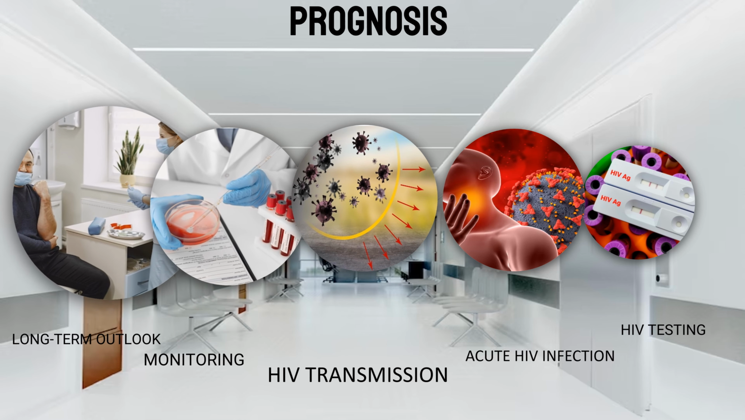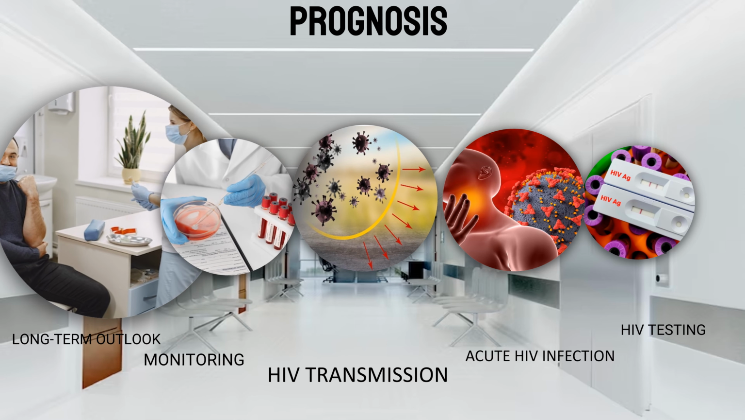With early diagnosis and adherence to ART, people living with HIV can lead relatively healthy lives. Achieving and maintaining viral suppression can significantly reduce the risk of transmitting the virus to others. It is important to note that HIV affects individuals differently, and the prognosis can vary depending on factors such as age, overall health, access to health care, and adherence to treatment.